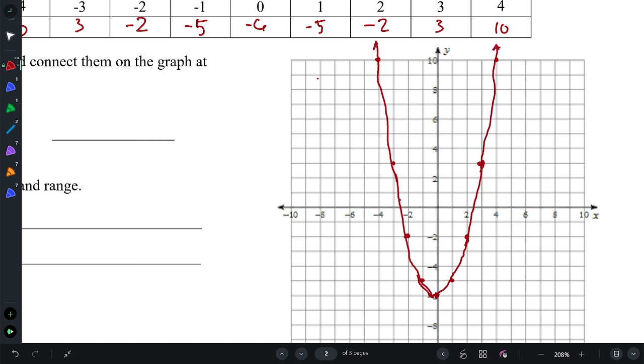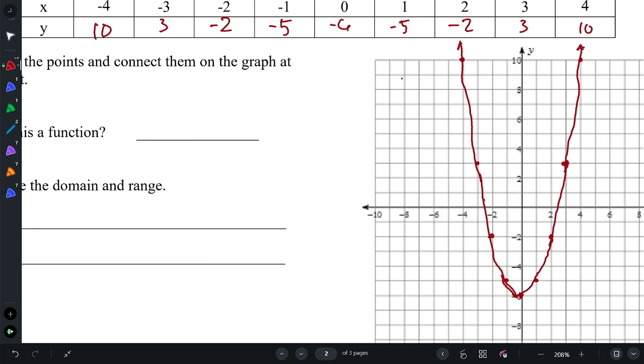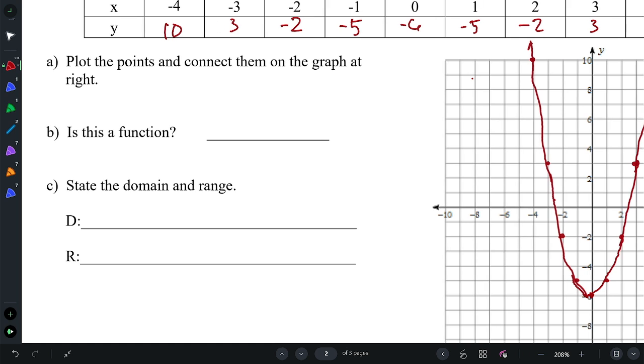I've evaluated a table. I've plotted the points, and now it says, is this a function? Oh, for sure. Yes. Why do I know that? Each domain value has at most one range value.